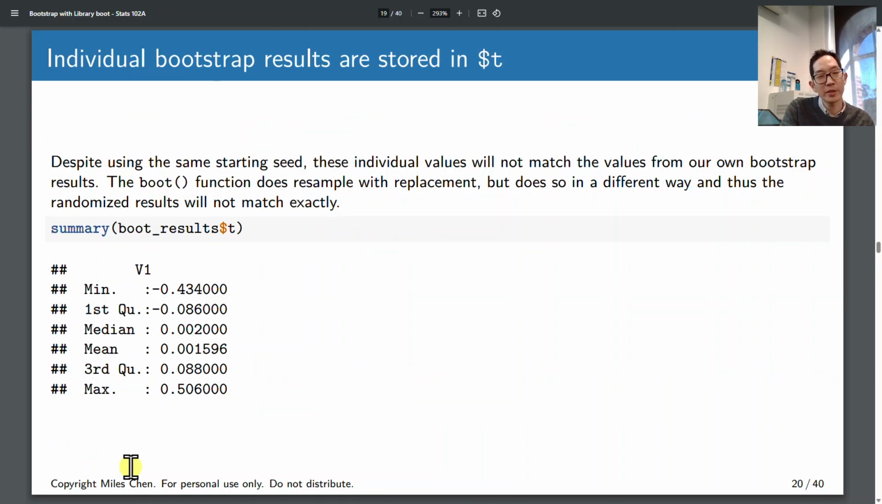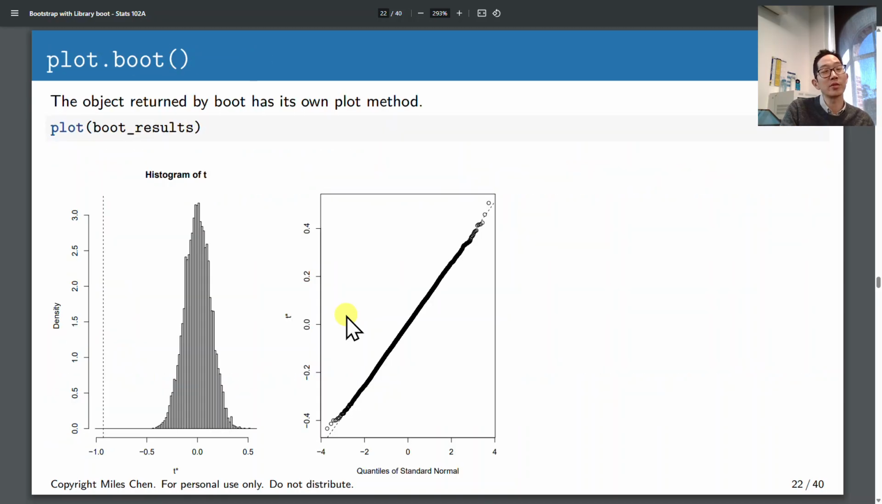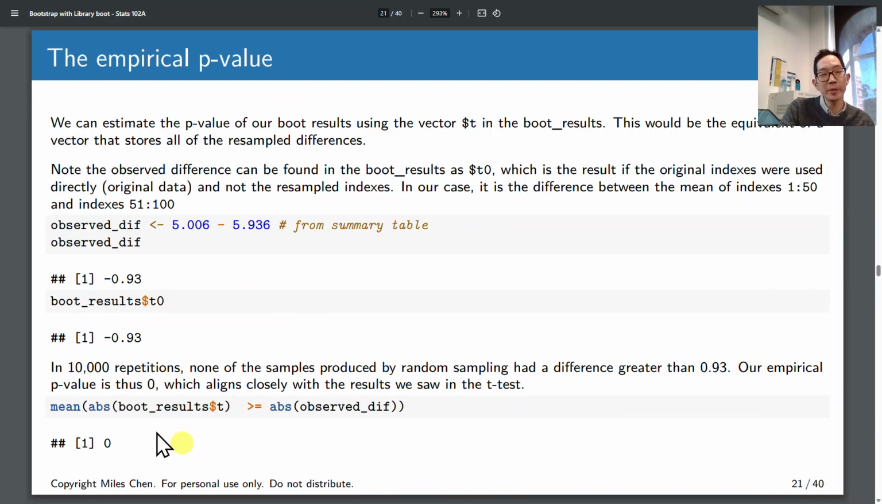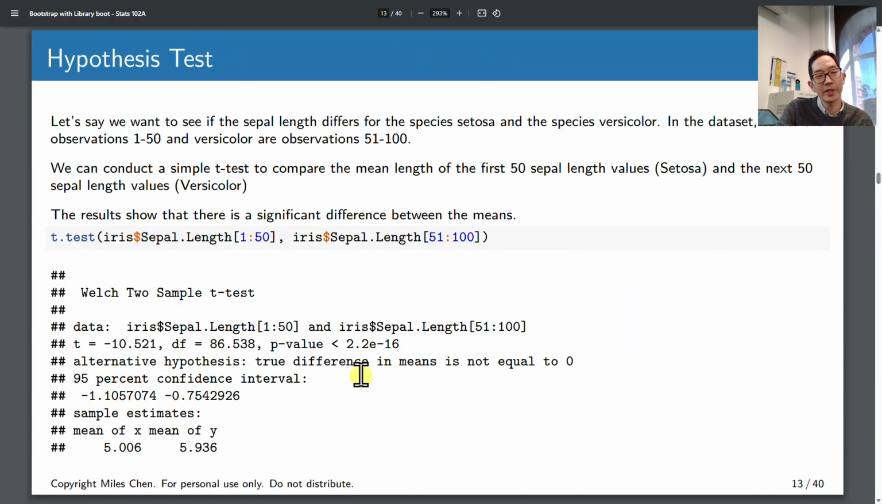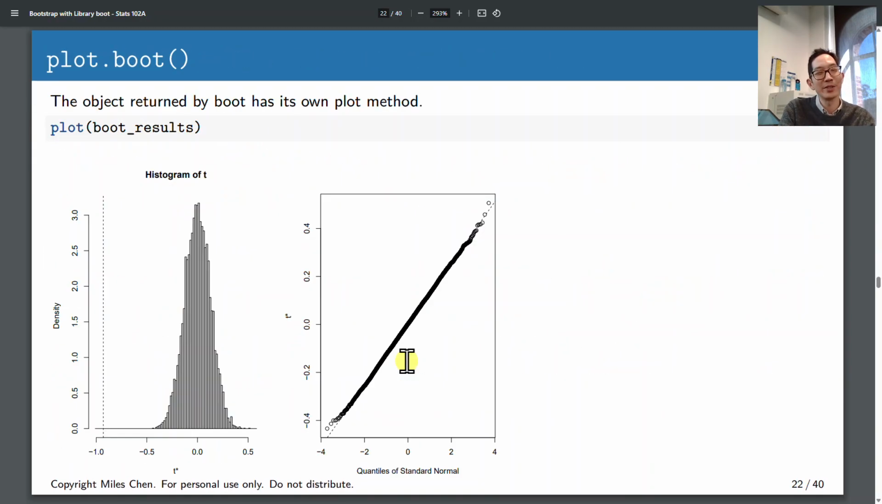Okay, out of 10,000 replicates, again, the greatest difference I observed was 0.506, and the most negative value I observed was negative 0.434. So nothing greater than 0.93. So my empirical p-value is 0. Empirical p-value basically happened 0 times out of 10,000, and that aligns with the t-test that we performed back here. The t-test says your p-value is on the order of 2.2 times 10 to the negative 16. So, practically 0. You'd have to do something like a trillion of these things, and maybe it'll happen once, okay?